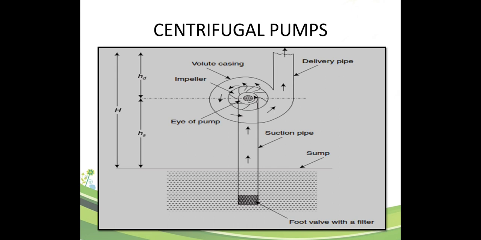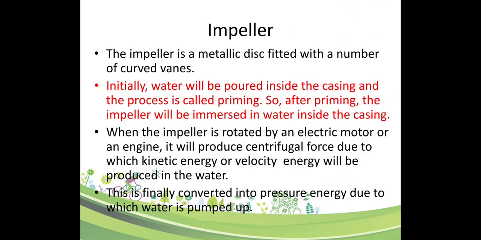The casing: the gap between the casing and the impeller gradually increases. This gradual increase means the velocity decreases while the pressure simultaneously increases. Then only can the water be delivered to a high level. The impeller is a metallic disc fitted with a number of curved vanes.